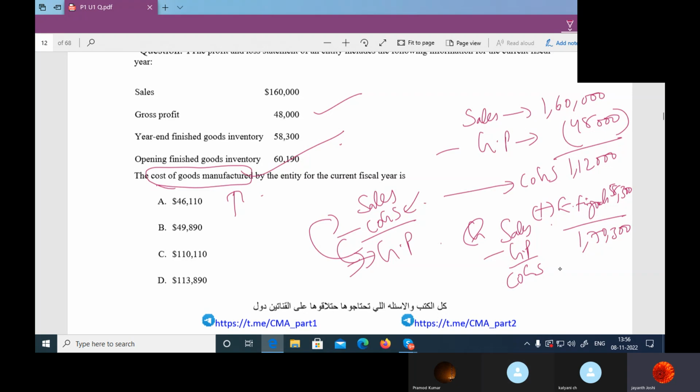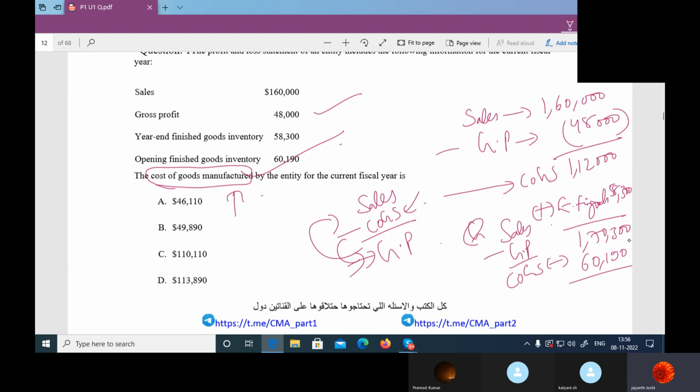Year-end finished goods inventory is leftover. Opening finished goods inventory: do you think it will be leftover, or would you have utilized that? When you started the year, the opening finished goods inventory, you have utilized it or it is still with you? Utilized. Utilized, so we will subtract it. So what is the opening finished goods inventory?